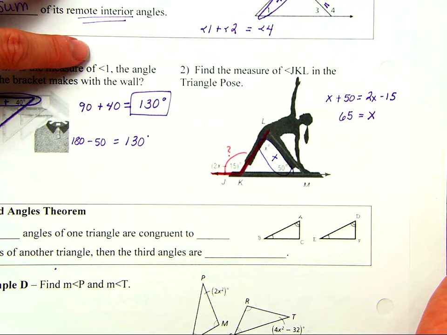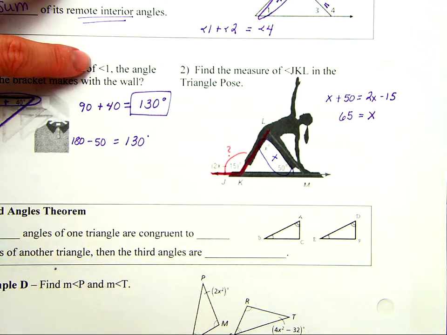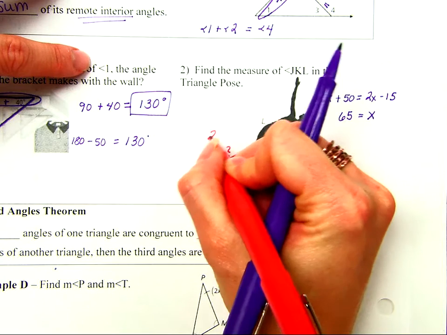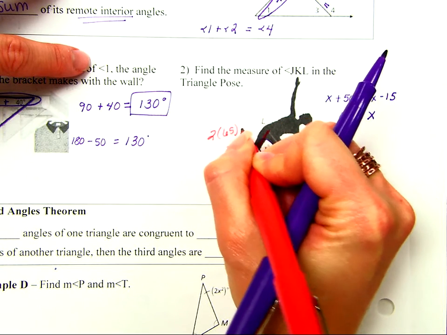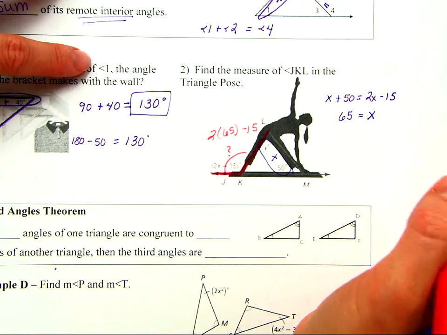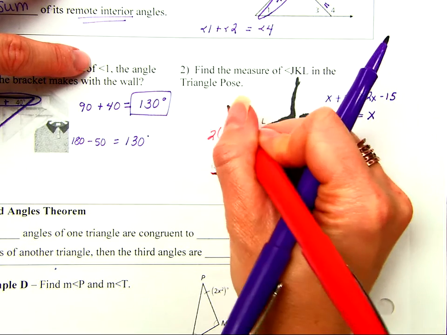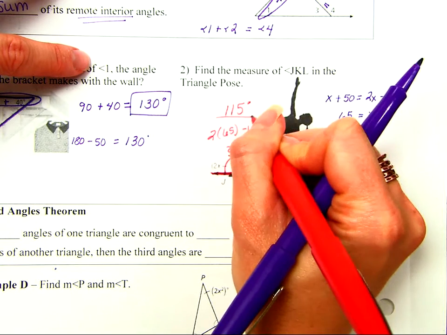Now that's partway to my answer, but if x is 65, I need to go ahead and substitute that back in to find my angle measure. 2 times 65 minus 15, and we would find out that's a 115 degree angle.